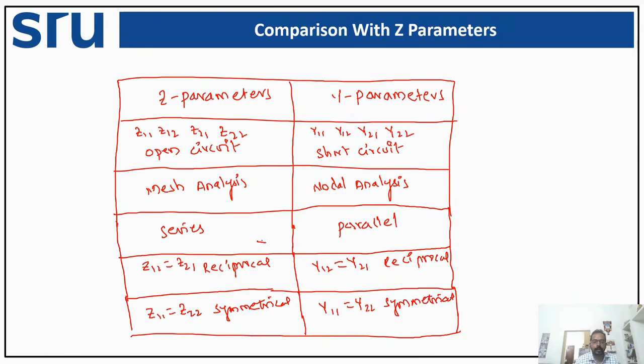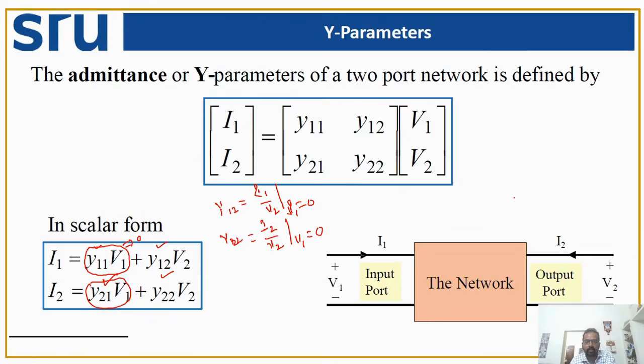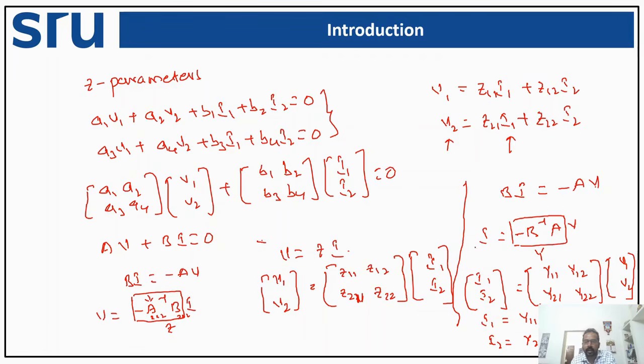And do remember that my Z parameters exist if my A is invertible, and my Y parameters exist if my B matrix is invertible. If you see our derivation, we assumed that B is an invertible matrix. As a result, we get the Y parameters. So our assumption for Y parameters is that B is invertible, and similarly for Z, A is invertible.